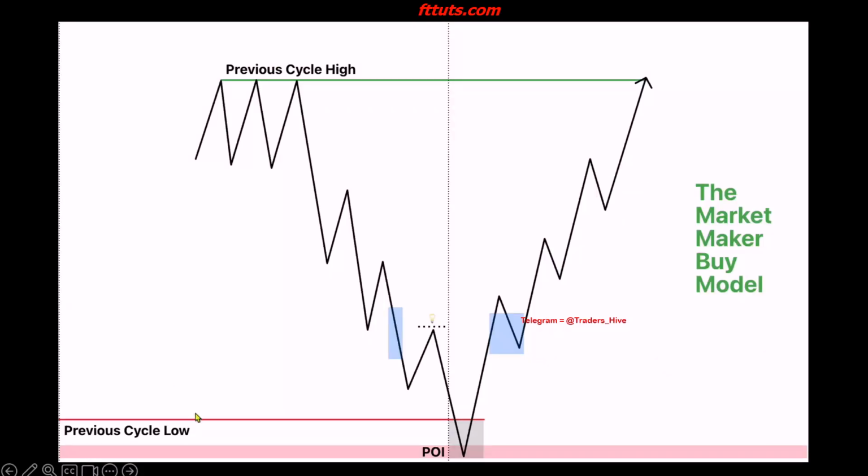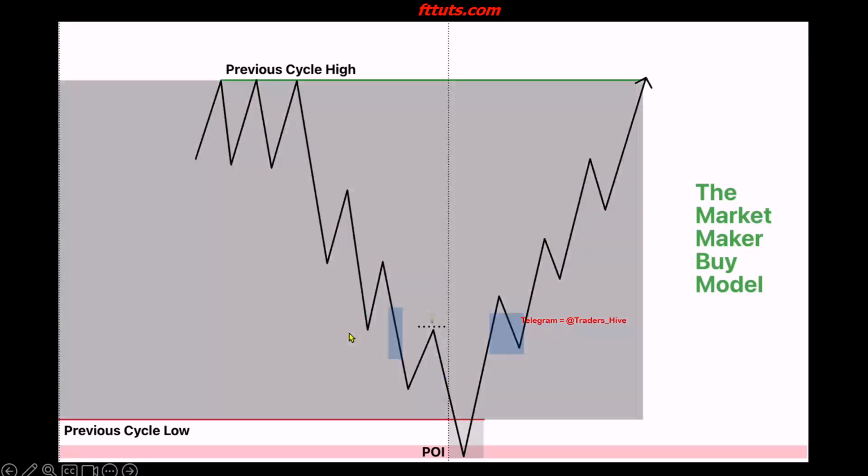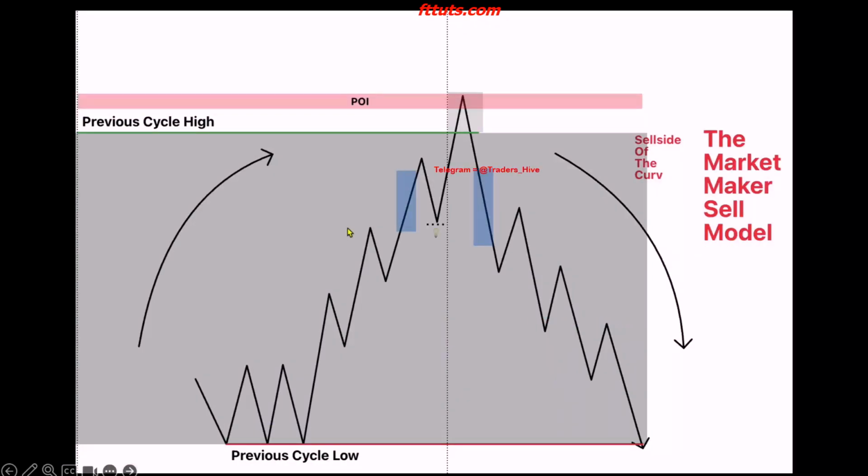And it's of course the opposing for a market maker sell model. This is what the price range would look like. This whole gray box is the price range of the previous cycle. If we take a look at the market maker sell model, we can see the following.